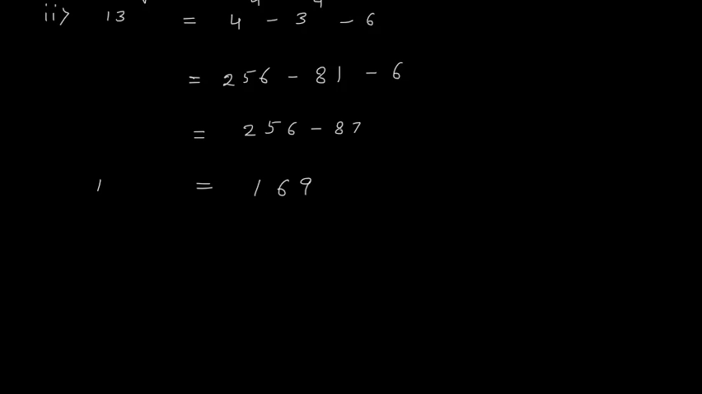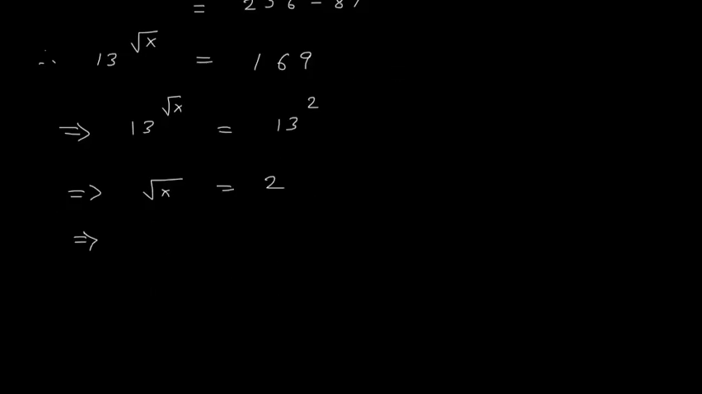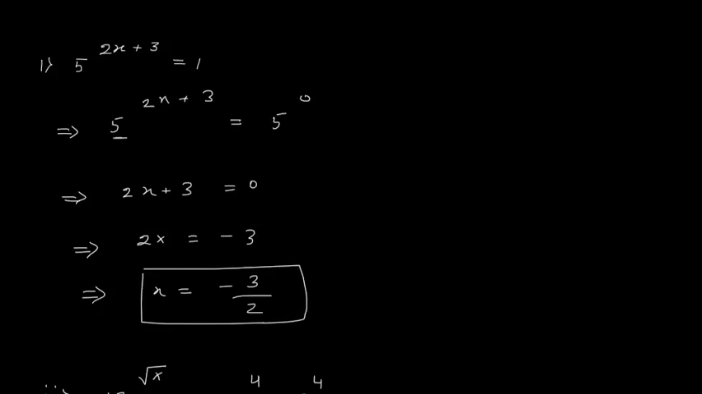So here we have 13 power root x, and here we have 169. So I will say that this implies 13 power root x is equals to, this is 13 power 2. So this implies that root x is equals to 2. So I will take square on both the sides, and this implies x is equals to 4. So value of x is 4.